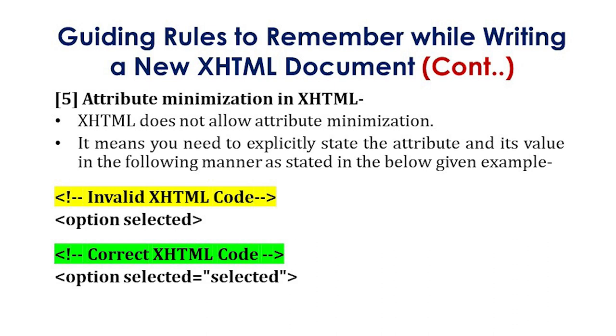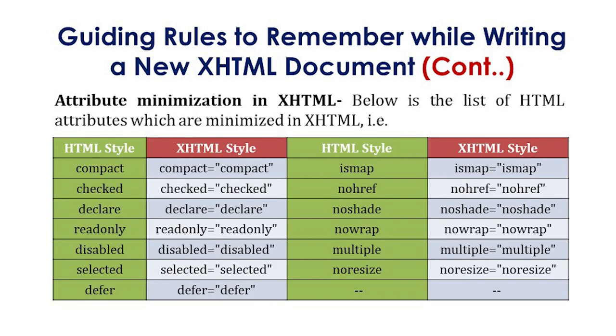There is an attribute minimization example in the next slide you will see. So this is the point we were discussing about attribute minimization in XHTML. Below is the table where the HTML style of attribute minimization and the XHTML style are mentioned. Some are attributes like compact. In HTML style you have to write compact only. In XHTML style you must write compact, assign, then inverted commas start, then compact, then close it.